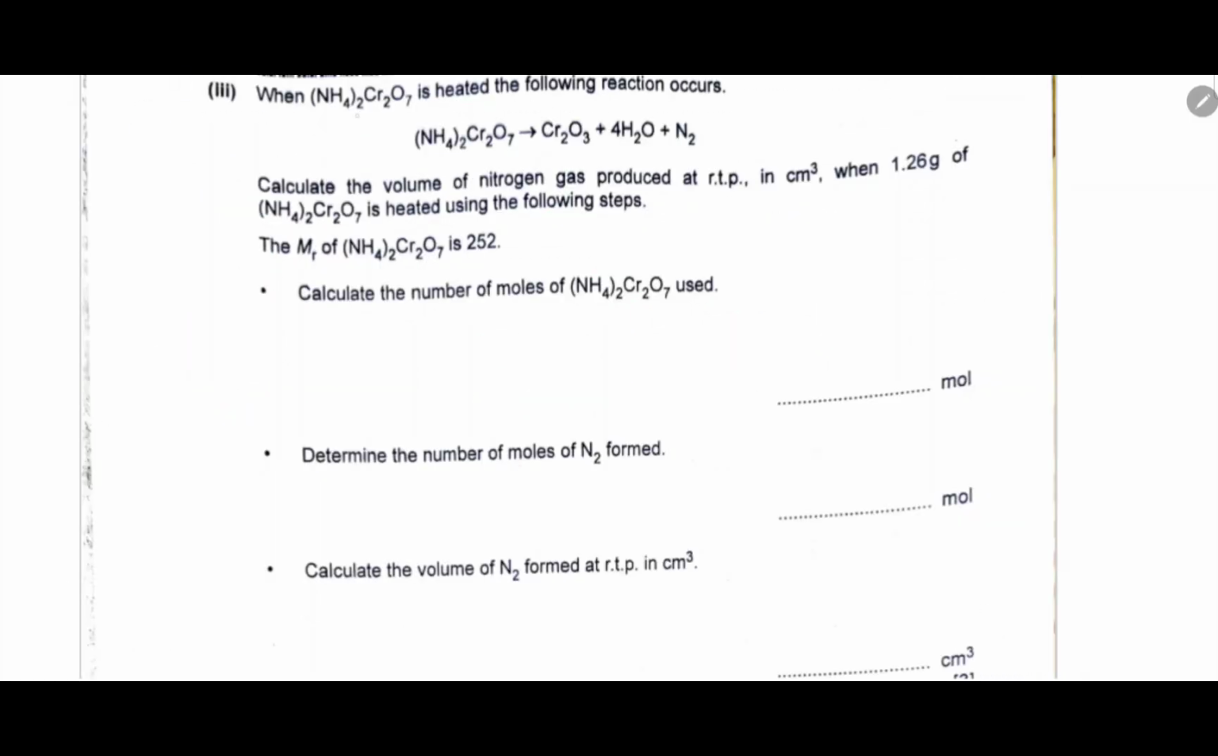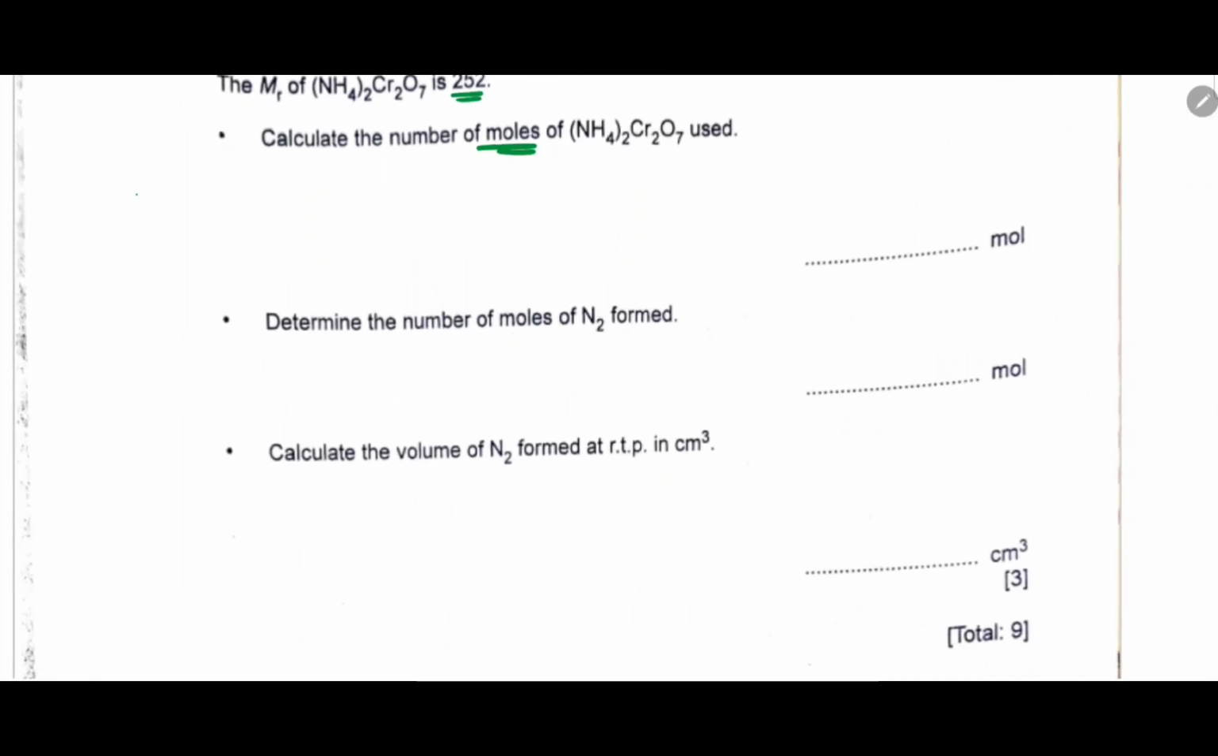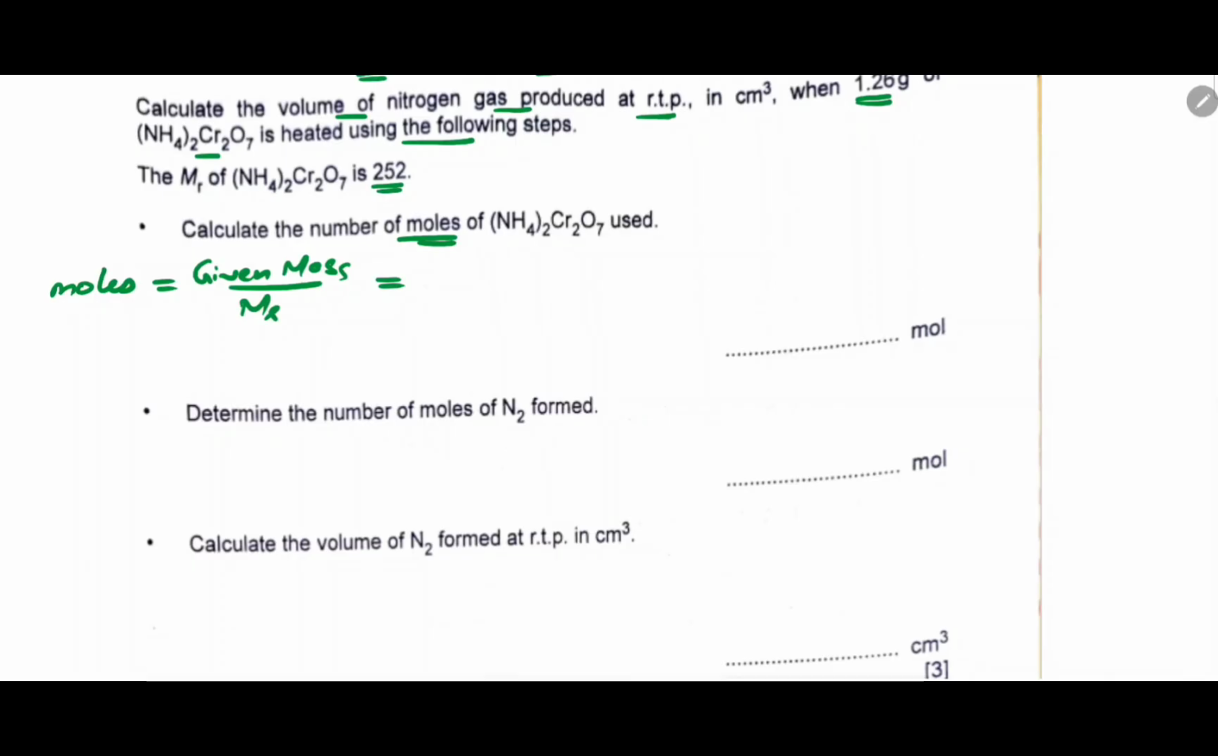Next part is when ammonium dichromate is heated, the following reaction occurs. Ammonium dichromate is decomposing to form Cr2O3, water and nitrogen gas. Calculate the volume of nitrogen gas produced at RTP when 1.26 gram of ammonium dichromate is heated, and the MR given is 252. Number of moles we have to find out. How to find moles? Moles equals given mass upon MR. What is the given mass of ammonium dichromate? 1.26 gram. What is the MR? 252. 1.26 divided by 252 gives you 0.005. Answer is 0.005 mole.